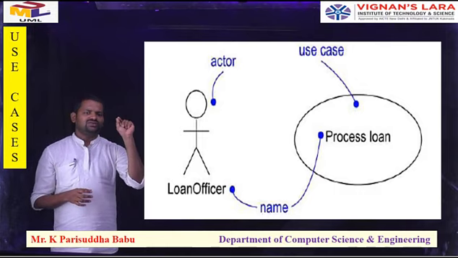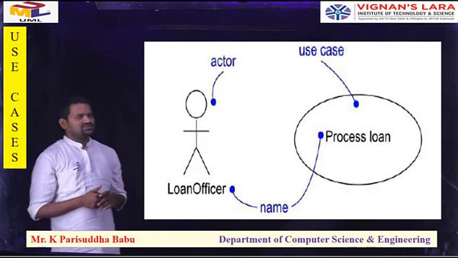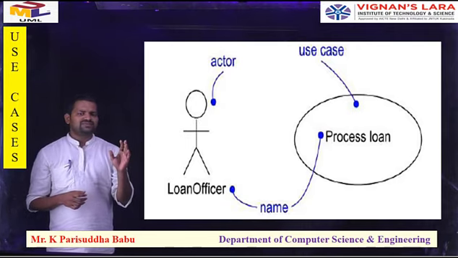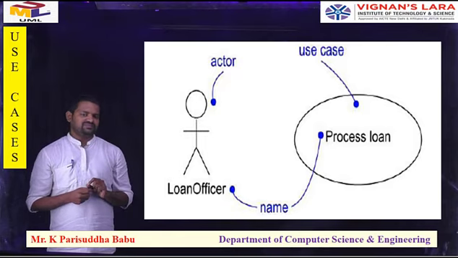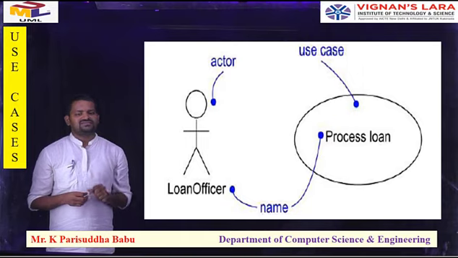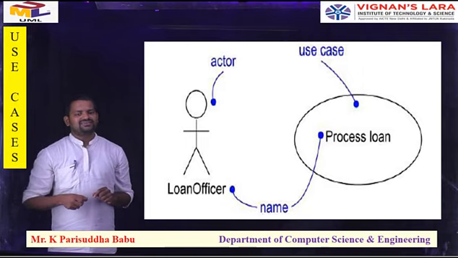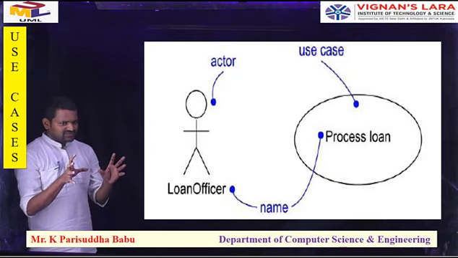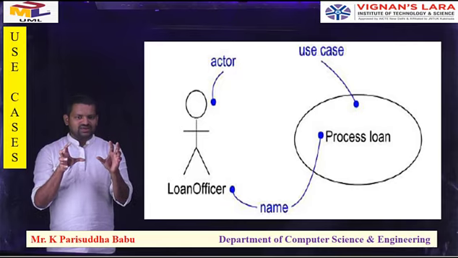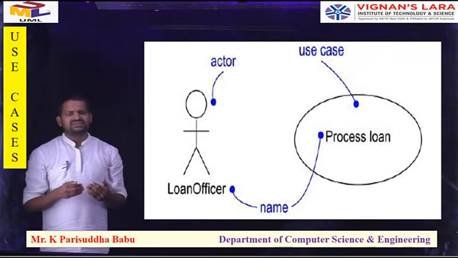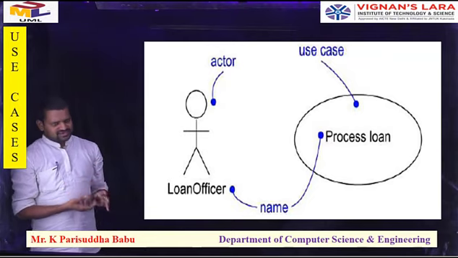The use case is process loan. A use case is represented with the help of an ellipse symbol, whereas an actor is represented with the help of a stick figure, with whatever name we give, here loan officer. Likewise the actor is represented. Actors play a role, and a use case is nothing but a process included in a particular system.